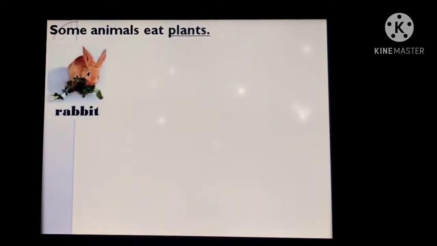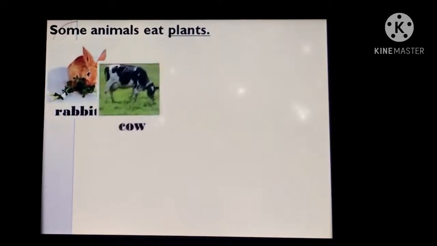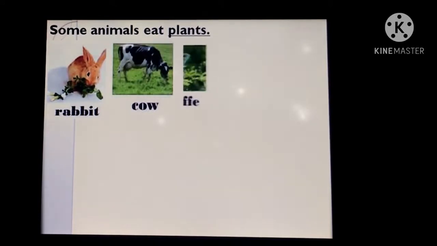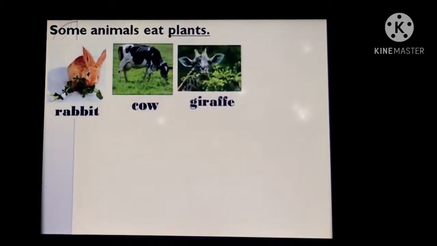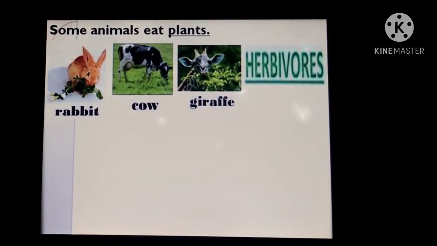Next, let's go to the category of the animals. First, some animals eat plants only. For example, the rabbit. Next, we have the cow. And then, the giraffe. These animals eat plants only, and these are what we call the herbivores.